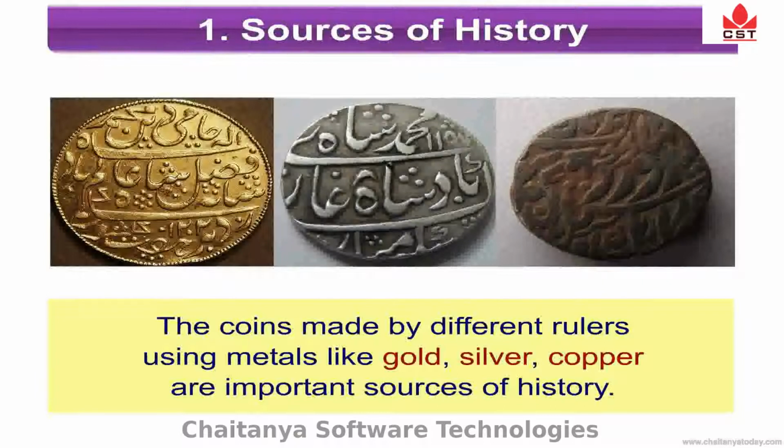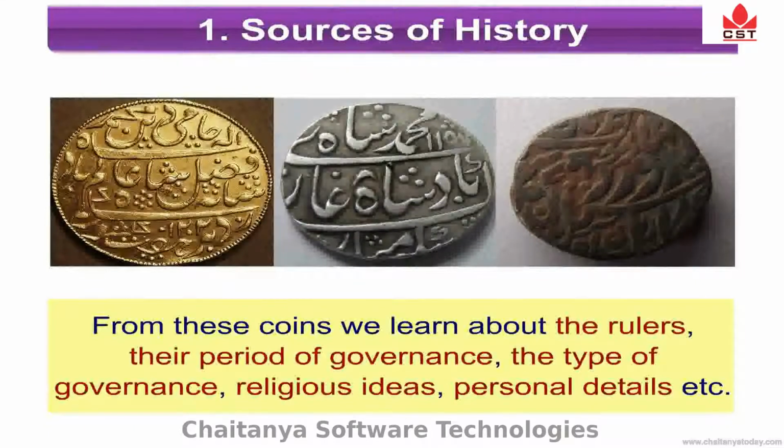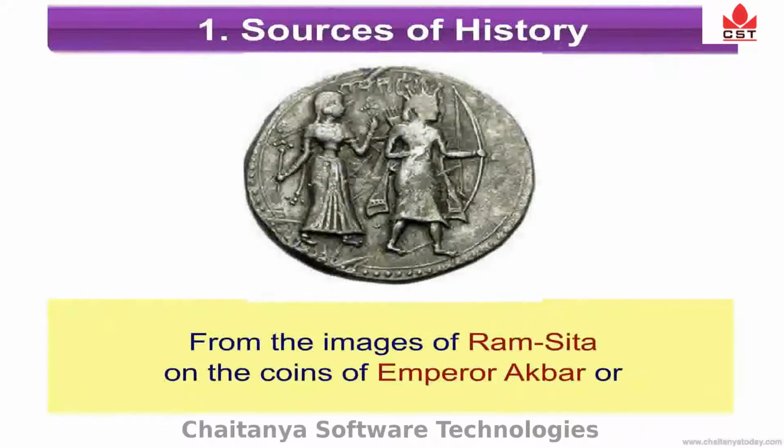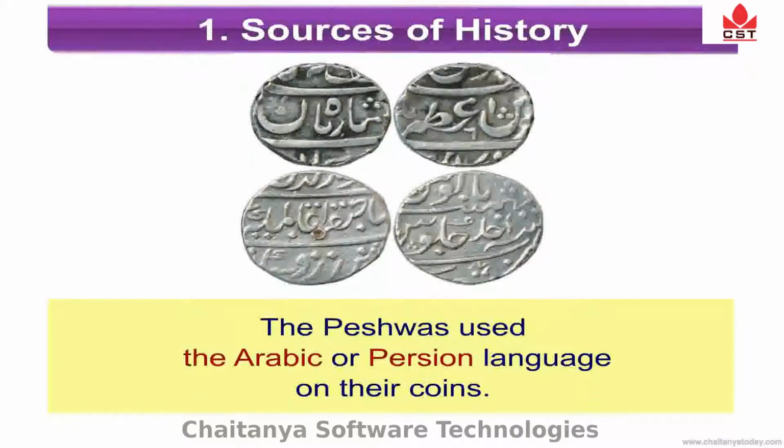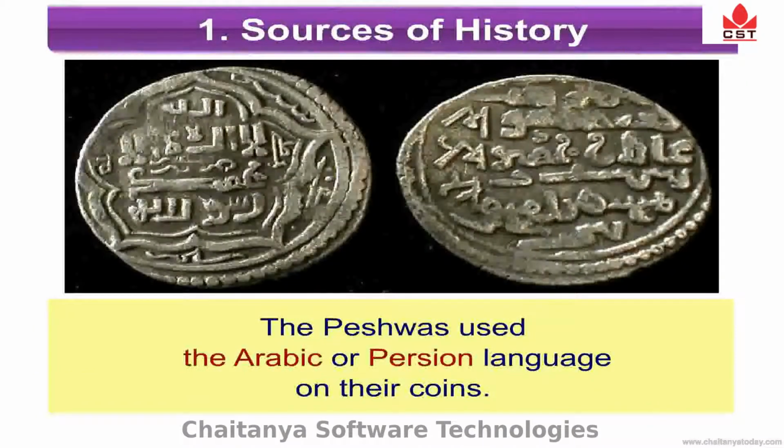The coins made by the different rulers using metals like gold, silver, copper are important sources of history. From these coins, we learn about the rulers, their period of governance, the type of governance, religious ideas, personal details, etc. From the images of Ram Sita on the coins of Emperor Akbar or Shiva Parvati on the coins of Hyder Ali, we see the religious coordination of those days. The Peshwas used the Arabic or Persian language on their coins.